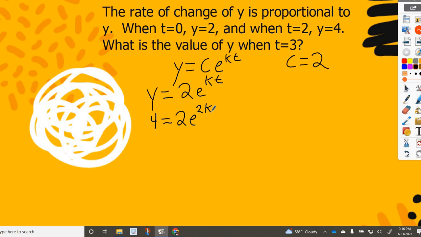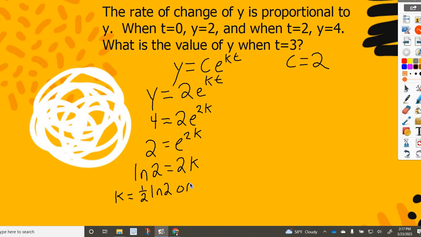So then what do we want to do? Take the natural log of both sides. Can't do that yet. Divide by 2. So you need to divide by 2. Then we can take the natural log. And so we get that k equals 1/2 natural log of 2, or we could also write that as the natural log of the square root of 2.